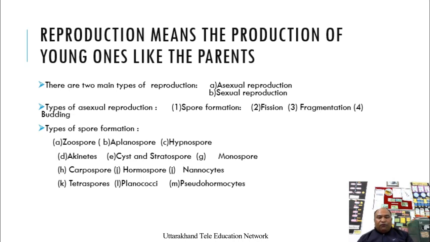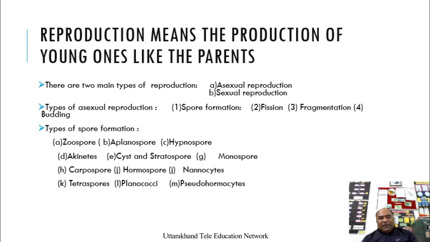In monospores, only one spore is formed. Carpospores and tetraspores are extra spores which form new individuals, and in tetraspores, as the name indicates, they become four in number. These spores are present in the spore formation of asexual reproduction.